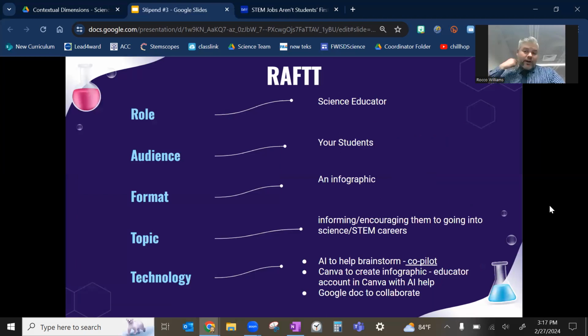Okay, and then we jumped into our activity. So we did a RAFT. A RAFT is a writing assignment, really, or you can make it as creative as you want. But it stands for, you can see over here on the side, role, audience, format, and topic. I have actually modified the RAFT by adding another T for technology. And the reason I did that was because we're talking about 21st century skills and technology.